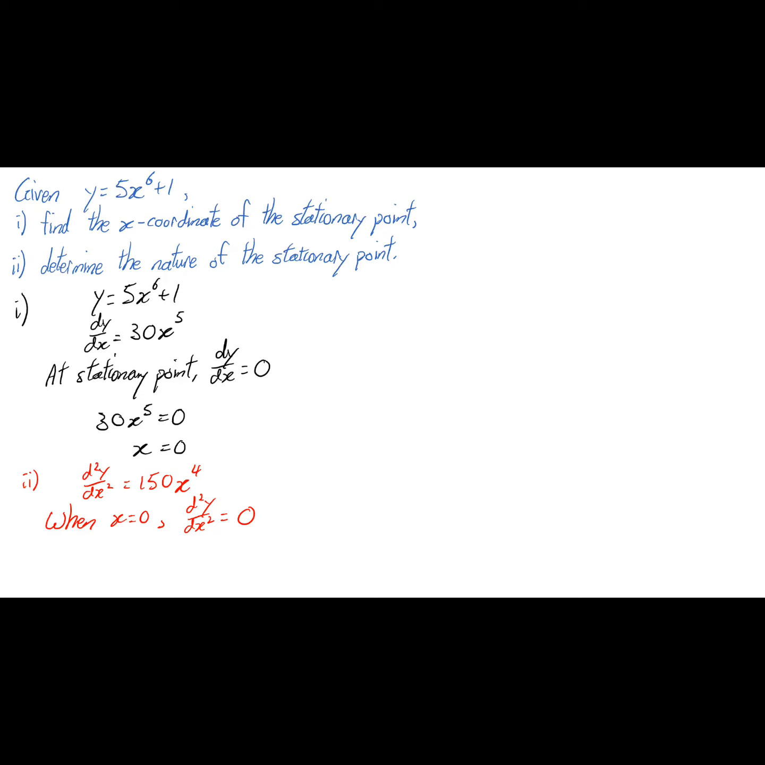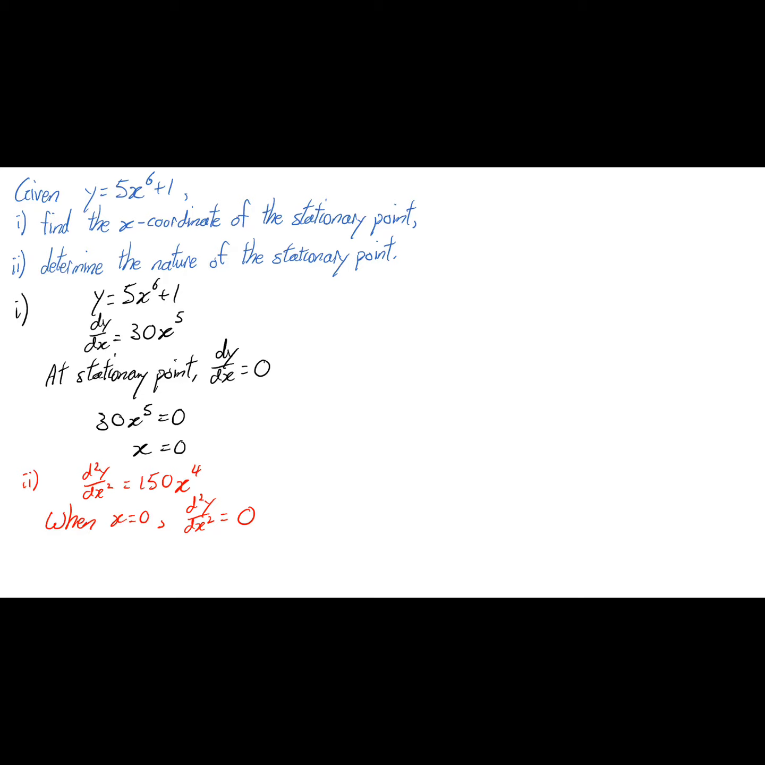When d2y/dx squared is negative, less than 0, we know that it is a maximum point. When d2y/dx squared is positive, more than 0, it gives us a minimum point. But now we have it equal to 0. So therefore, it's not positive or negative, it is inconclusive.